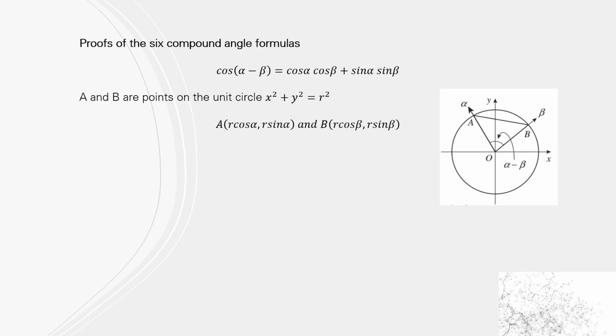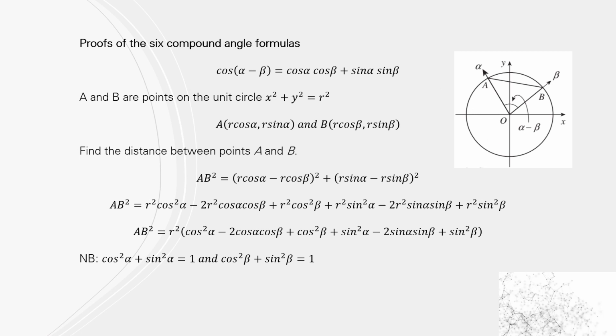So to start with the proof, we start with a triangle that has an angle of alpha minus beta. So alpha is in the second quadrant, so it would have the coordinates r cos alpha, r sine alpha. So x is obviously cos and y represents sine, and B has the coordinates r cos beta and r sine beta. Now this is on the circle x squared plus y squared equals r squared, hence the radius of r that we had.